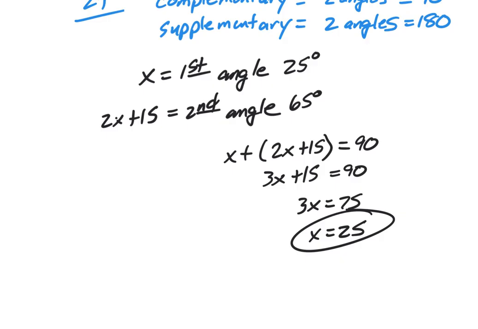And then what should happen with these two angles? They also should add up to be 90, right? And that's how you can check your answer at the end.